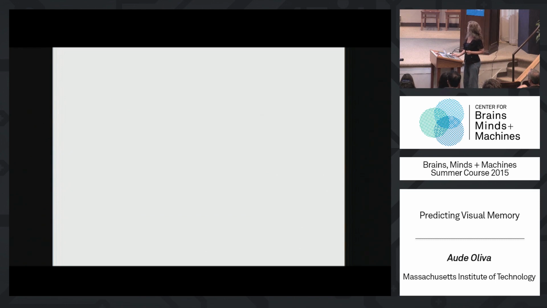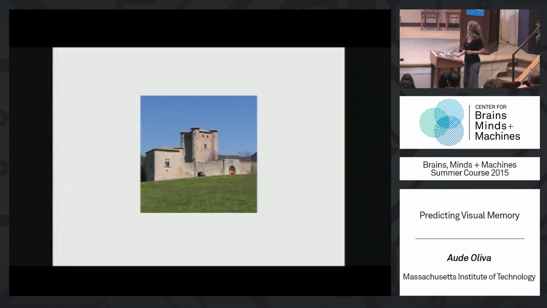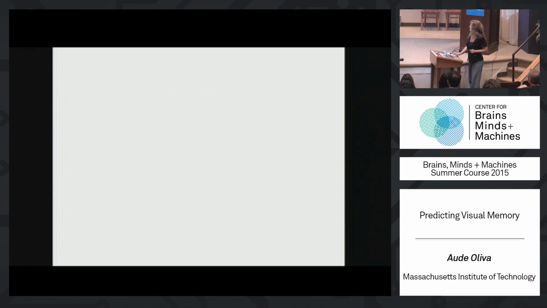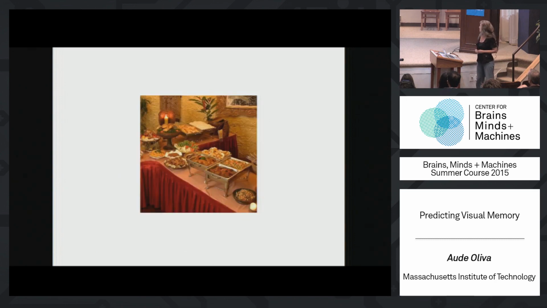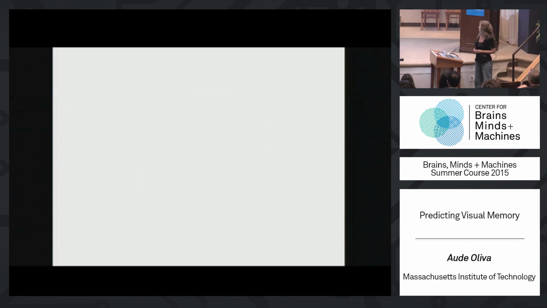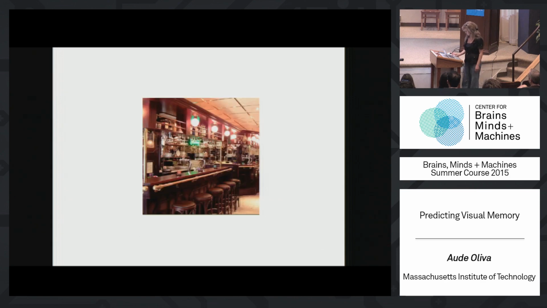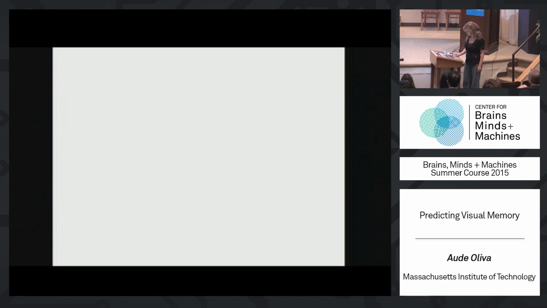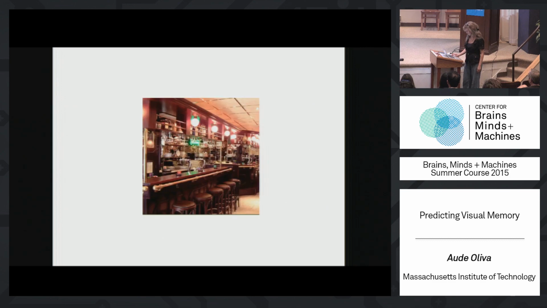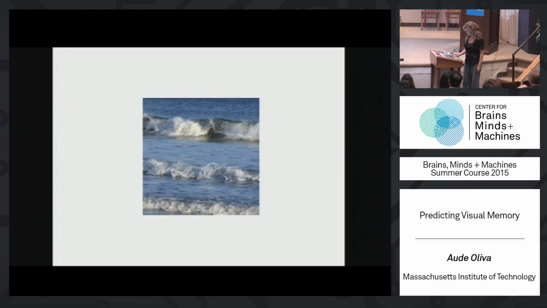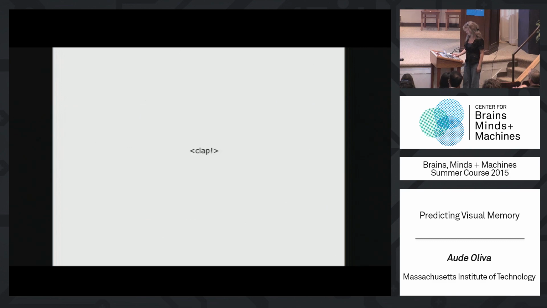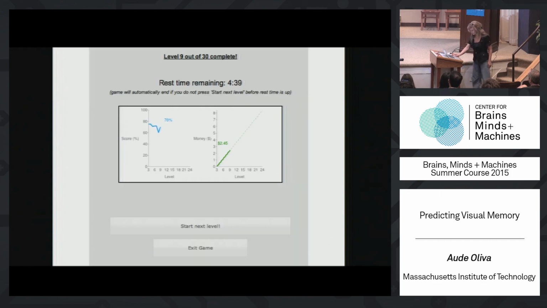So this is what we run. Very simple images. Okay, fine, excellent. Images are shown for 1 second, with a 1 second interval. You're good. No false alarm. Excellent. All right, so that was level 9 out of 30 complete.